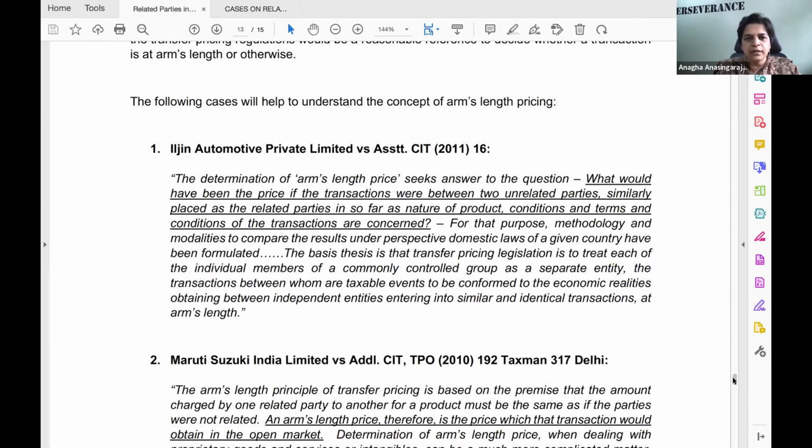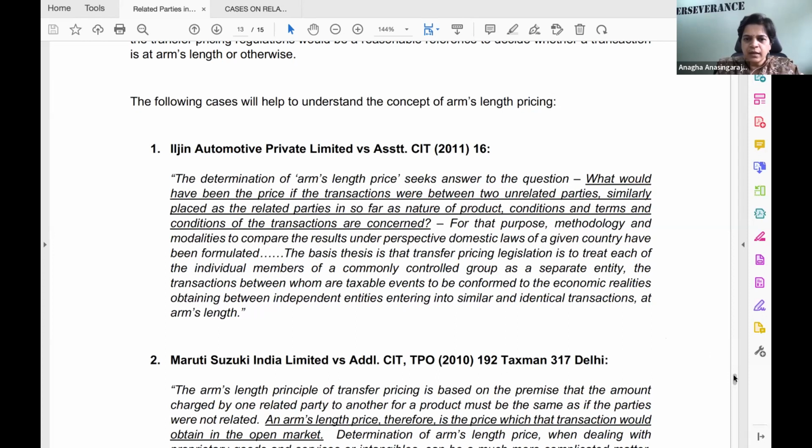what would have been the price if the transactions were between two unrelated parties, similarly placed as the related parties in so far as the nature of the product, conditions and terms and conditions of the transactions are concerned. So for that purpose, methodology and modalities to compare the results and the prospective domestic laws of a given country have been formulated. So this goes on to discuss all these other methods and other things which may be used.